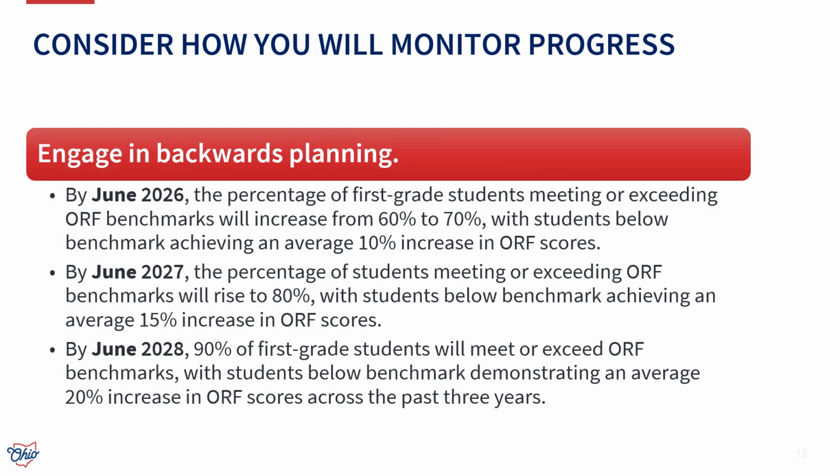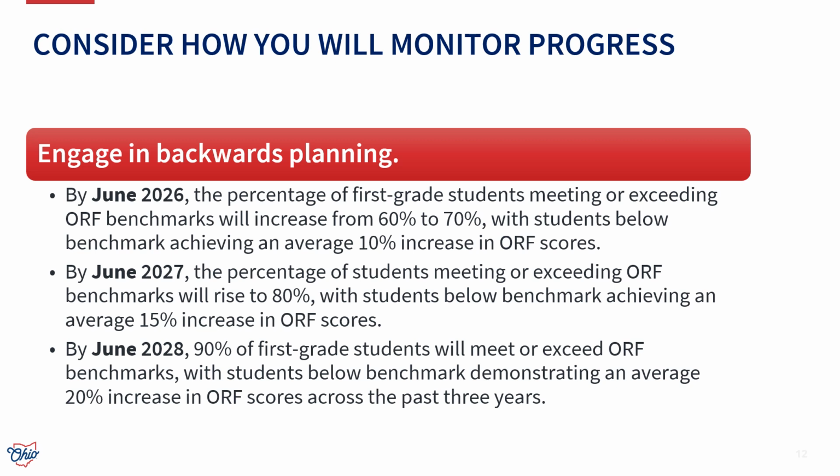It is important to not only set a goal, but to use backwards planning to ensure attainability. Consider the following examples of monitoring progress by identifying key milestones that will indicate if the goal is on track to be achieved. For example, by June 2026, the percentage of first grade students meeting or exceeding oral reading fluency benchmarks will increase from 60% to 70%, with students below benchmark achieving an average 10% increase in oral reading fluency scores.